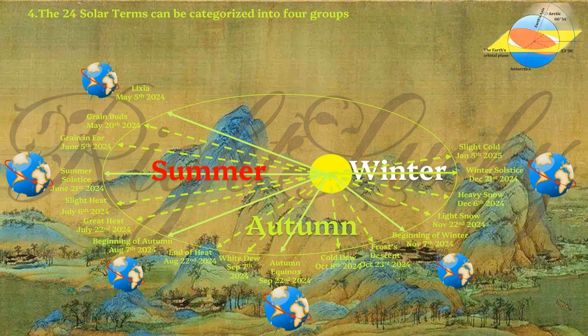Beyond the science. The connection between the 24 solar terms and the sun's position goes beyond scientific observation. It reflects a cultural reverence for the sun as a life-giving force and a symbol of balance and harmony. The solar terms remind us of our place within the cosmos and the interconnectedness of all living things.